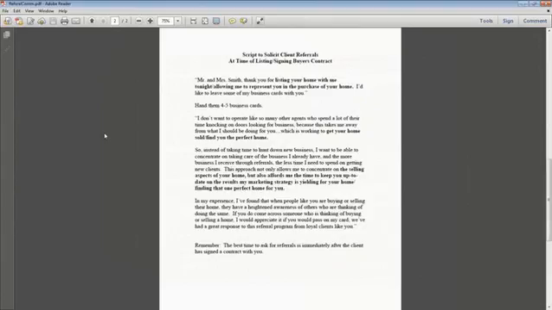Okay, that's a mistake. First paragraph should say the sale of your home. I thought that was messed up. So, correction. First paragraph should say represent you in the sale of your home. Okay, because we're talking to a seller. So the next paragraph makes sense. I don't operate like so many other agents who spend a lot of their time knocking on doors looking for business, because this takes me away from what I should be doing for you, which is working to get your home sold.